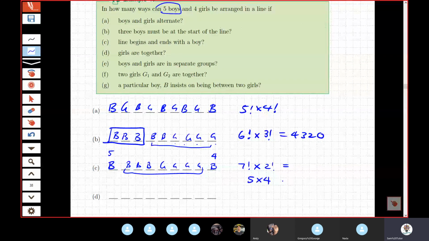5 times 4 times 3 positions here, 2 positions here, 1 position here. How can you say that? It's not like that. I don't know if I like that, but I don't know. Does it give you the same answer? 7 factorial probably doesn't. 10,080. No, you're far off.